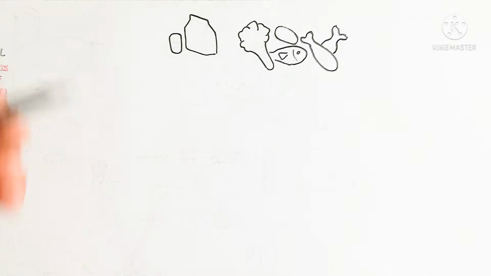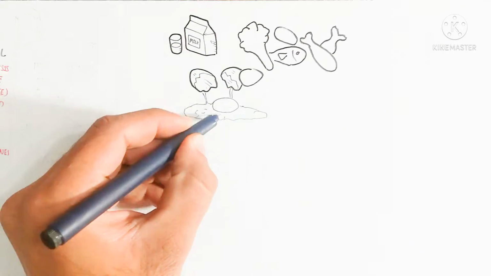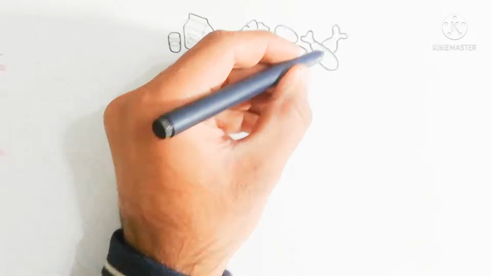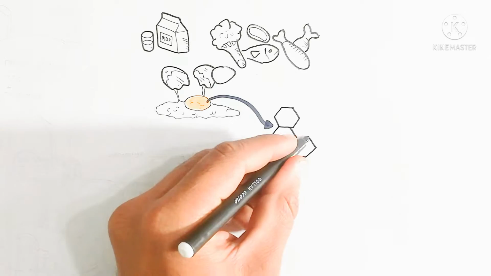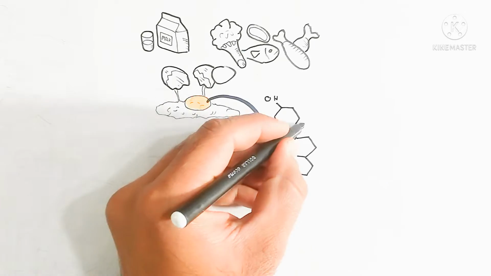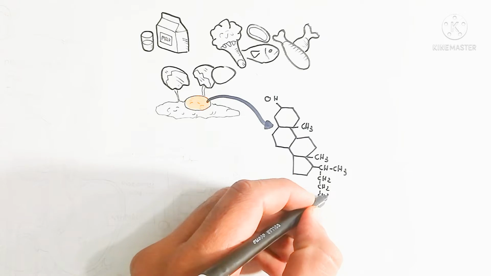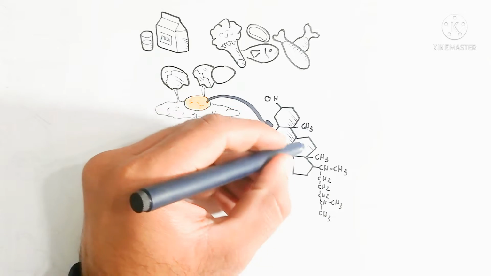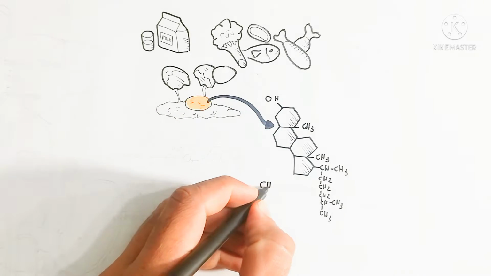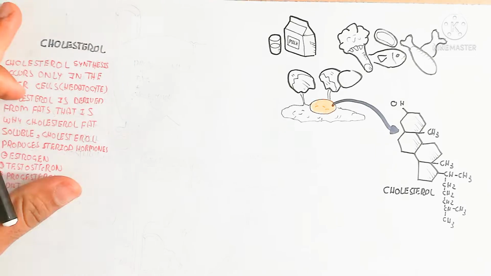While cholesterol can also come from food, for example egg, milk, fish and other sources, only a little amount of cholesterol comes from food, and in this way the high cholesterol comes from fat by synthesis in the liver. So here is the formula of cholesterol. You can see that it is a four-ring structure, a carbon chain ring.